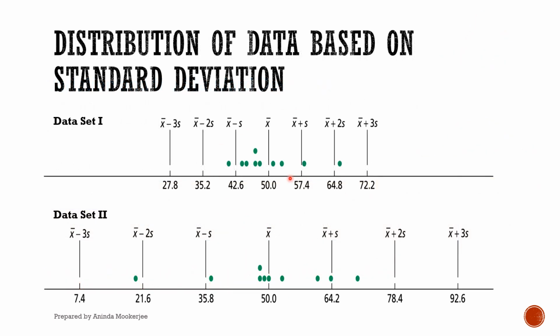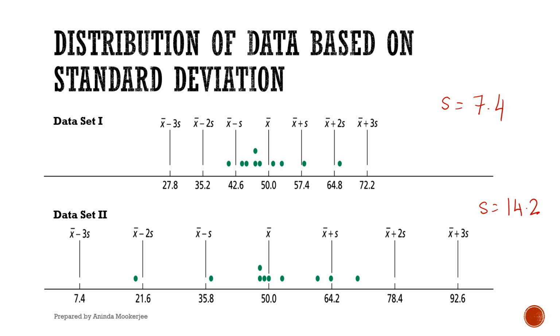Here we are showing the spread of the data points from the mean using a dot plot. You should be able to recognize this. It's a dot plot that they have shown. They've shown the mean at the center, and they're showing the values over here. Now data set 1 had a standard deviation of 7.4 and data set 2 had a standard deviation of 14.2.